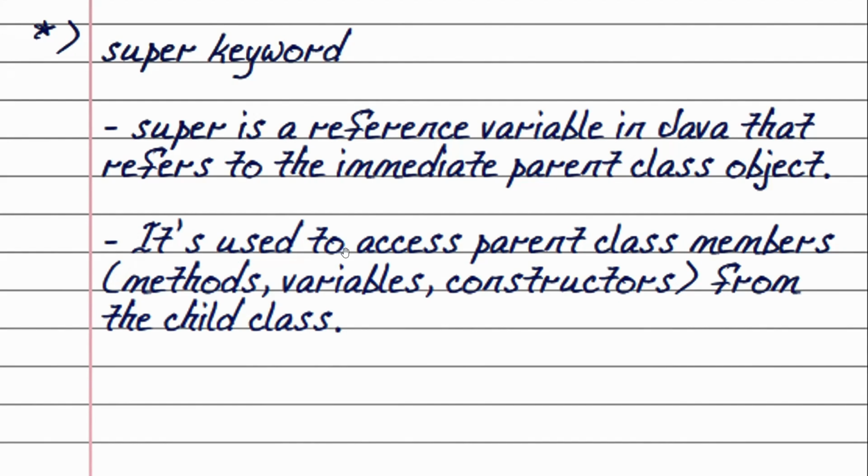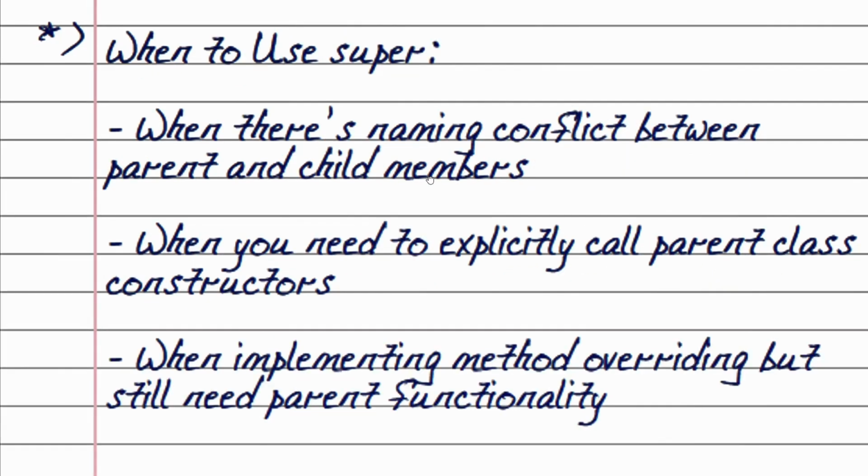It is used to access parent class members, that is methods, variables, and constructors, from the child class. So we can access the parent class methods, variables and constructors from the child class itself. There is no need to call the functions from the main method. We can directly call the method of the parent class through the child class. Now let's see when we use the super keyword.